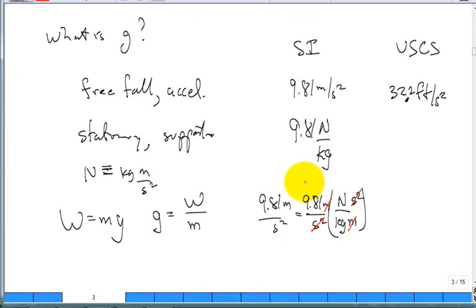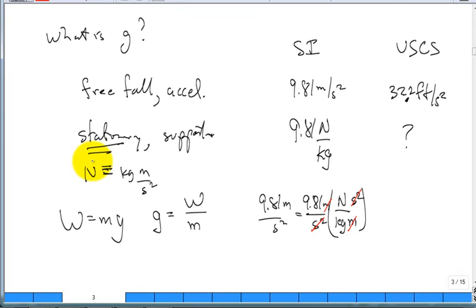Okay, here's the prize, right there. You got to do exactly the same thing. That's why I went slow. Exactly the same thing to find out what g is in the United States customary system of units. Well, we're thinking about something that's stationary, that's not falling, that's being supported. The weight of the object or some mass is being supported. That's the whole goal here.